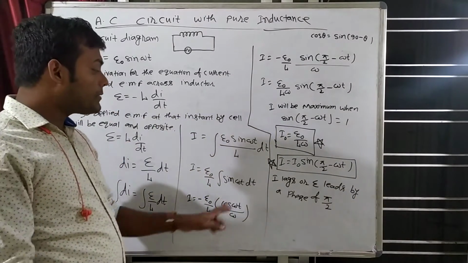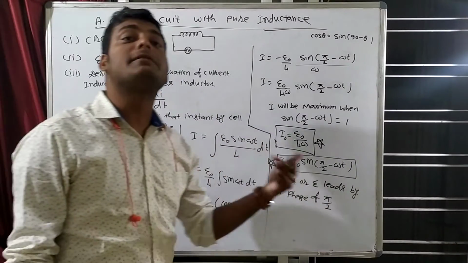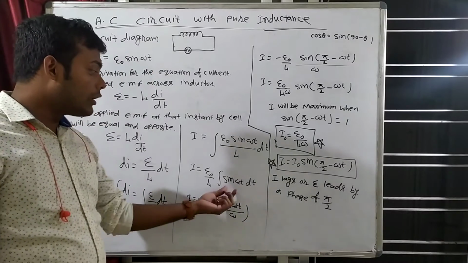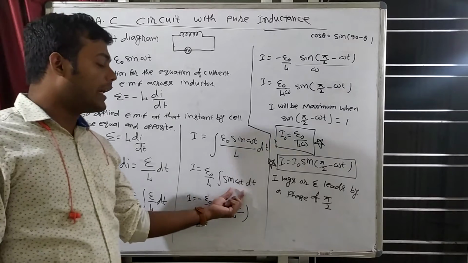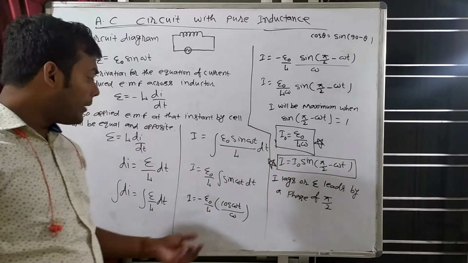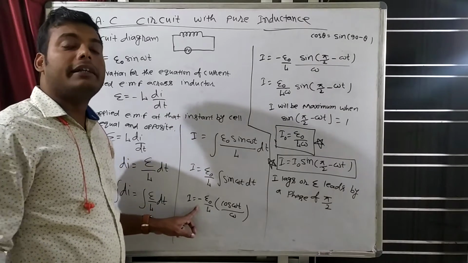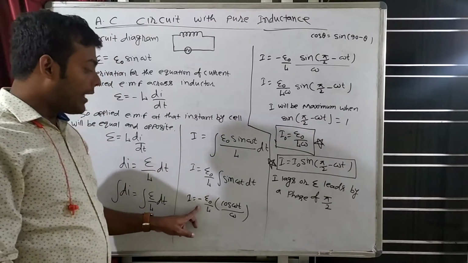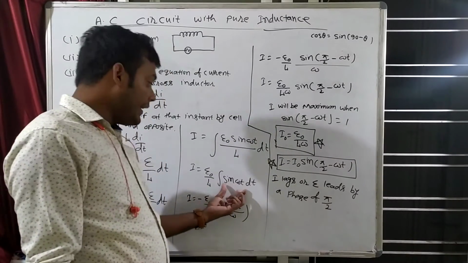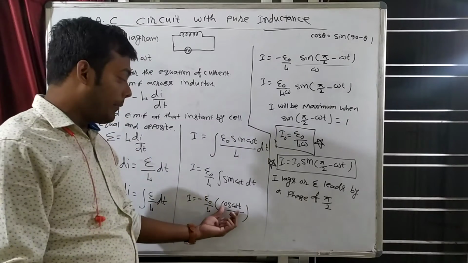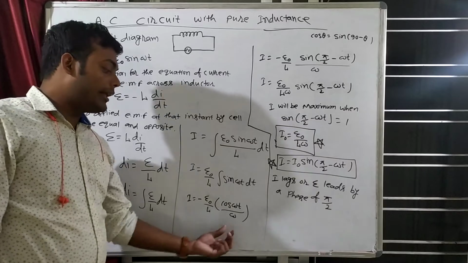What will be the integration of sin theta? Sin theta integration is minus cos theta. Sin x integration is minus cos x. Right? So the integration of sin omega t dt will be minus cos omega t. Clear? Integration of sin x is minus cos x. So I am writing that minus here, and then we have to integrate omega t also. Integration of sin omega t is minus cos omega t. I am writing it here. Now the integration of omega t is omega, so we will divide by omega.